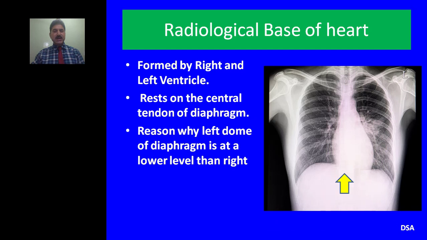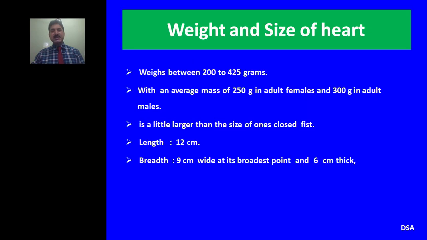This is the reason why left dome of the diaphragm is at a lower level than the right dome. However, position of the liver under right dome of the diaphragm also contributes to the higher level of right dome of the diaphragm. What is weight and size of the heart? Weight of the heart is between 200 to 450 grams with an average mass of 250 grams in adult female and 300 grams in adult male. It is little longer than the size of one's closed fist.